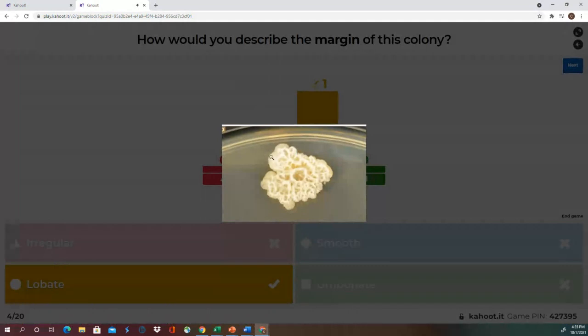All right, so let's take a look at it. So remember, the margin is you're only looking at the edges, okay? Not the overall shape. You're just looking at what's going on at the edges. And see how they have these nice round edges, right? That is going to be lobate. All right, next question.